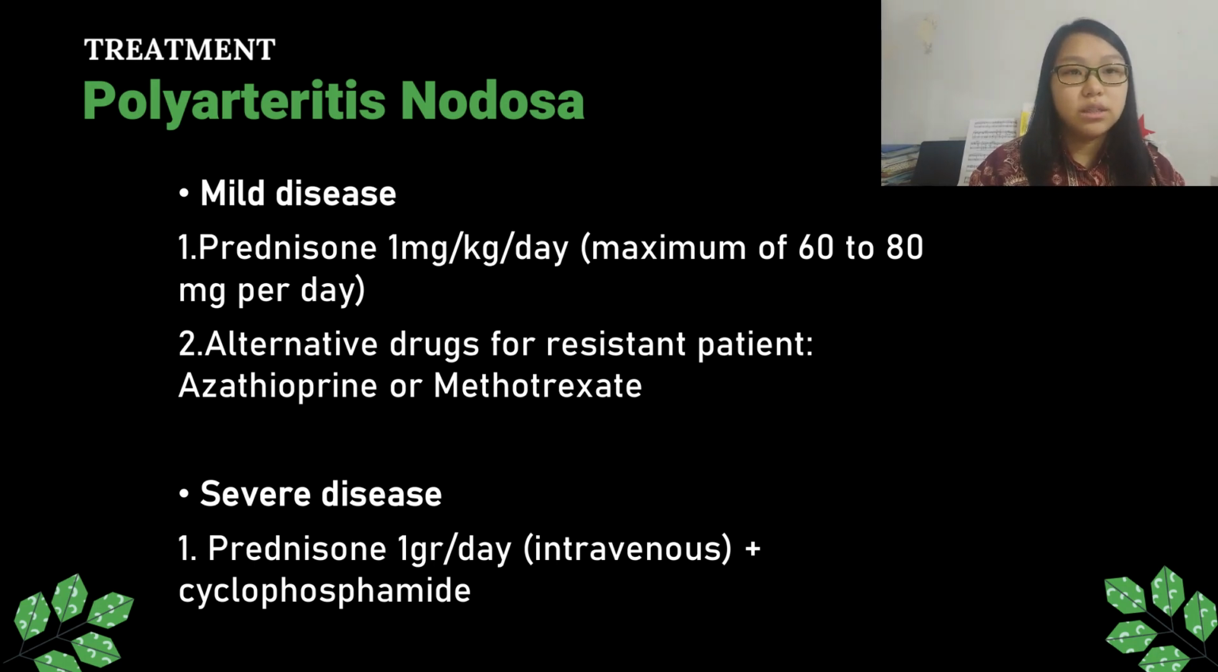But in some cases, patients with mild disease are sometimes resistant to glucocorticoids, so we can change the treatment to azathioprine or methotrexate. And for the severe disease, the treatment that can be chosen is intravenous prednisone 1 gram per day plus an immunosuppressive drug like cyclophosphamide.